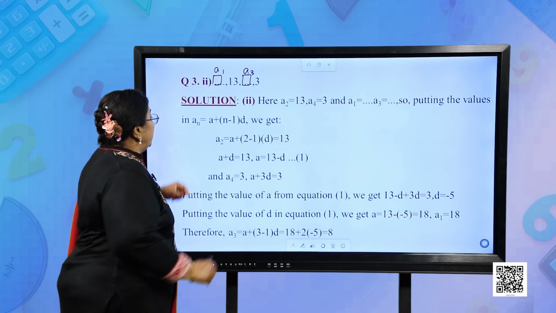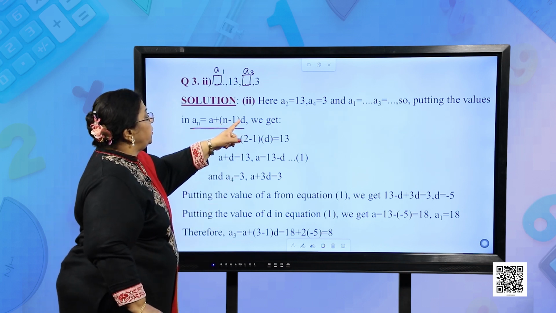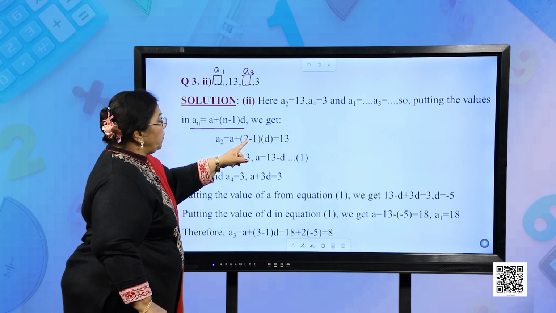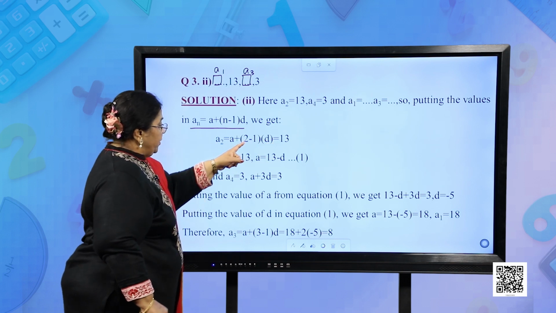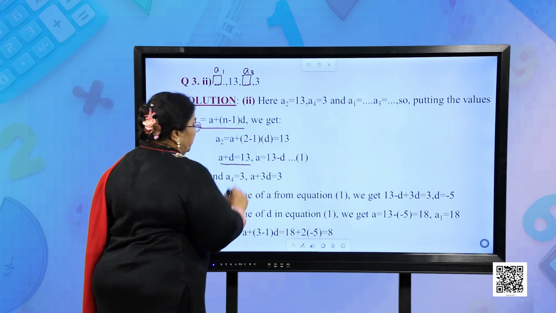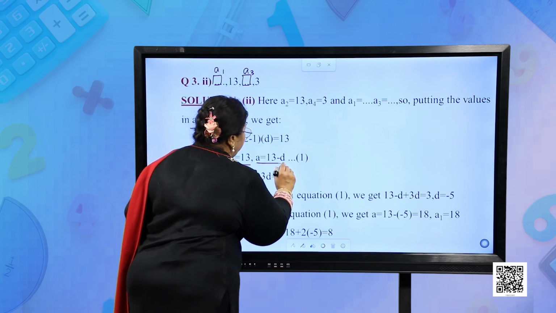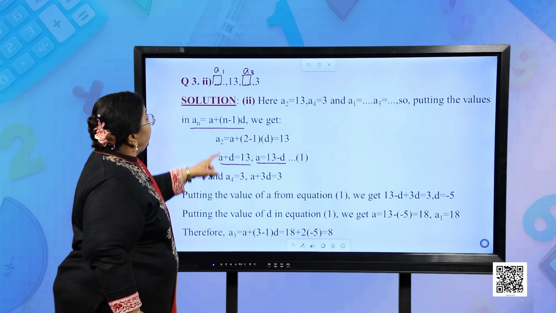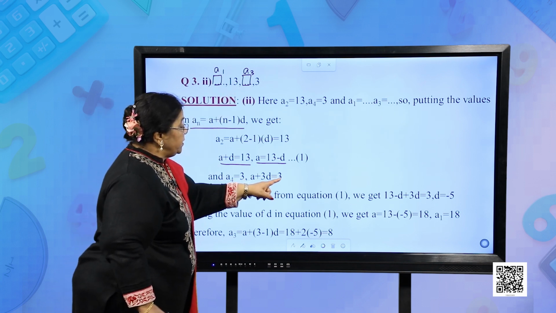Putting the values in the general form. What is the general form? An is equal to A plus n minus 1 into D. So, A2 is equal to A plus 2 minus 1 into D is equal to 13. If I solve this, A plus D is equal to 13. I get an equation from which I can take out the value of A. What is the value of A? A is equal to 13 minus D. What about A4? A4 is 3. That means A plus 3D is equal to 3.